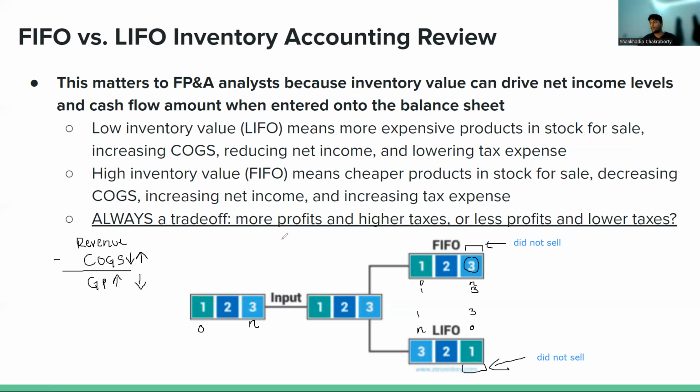So there's always a trade-off. You can either have more profits and higher taxes, or you can have less profits and lower taxes. So under the FIFO system, you have a higher gross profit because you're selling cheaper goods. What that means is you have higher net income. Higher net income under FIFO. Now that also means you have to pay higher taxes.